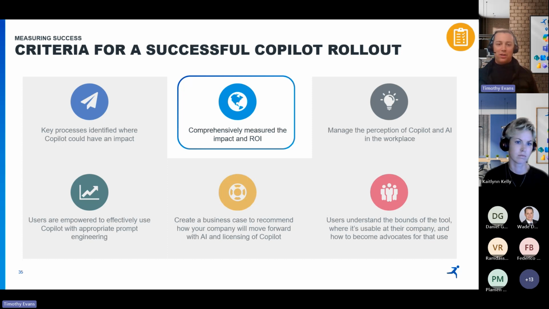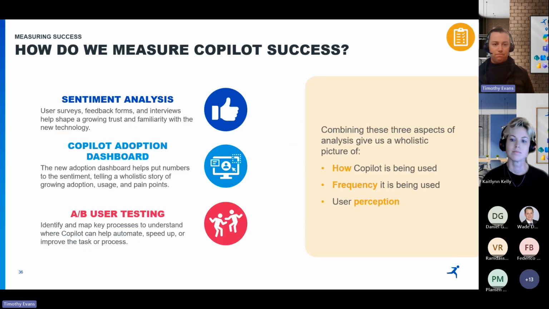And then finally, what we're going to focus on is comprehensively measuring the impact and return on investment of Copilot. So this, of course, is going to be the most compelling business case to increase licensing and adoption. Those other pillars, they're great, but at the end of the day, we really need to measure success. And the best way to measure that success is taking a look at impact through qualitative data and ROI using some of our Copilot adoption dashboards.